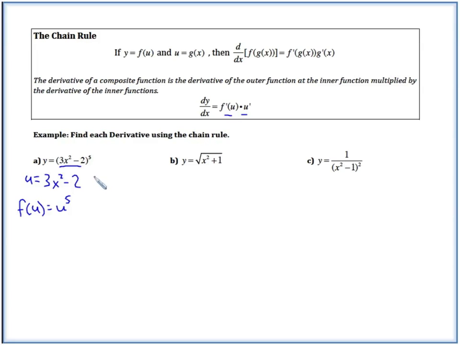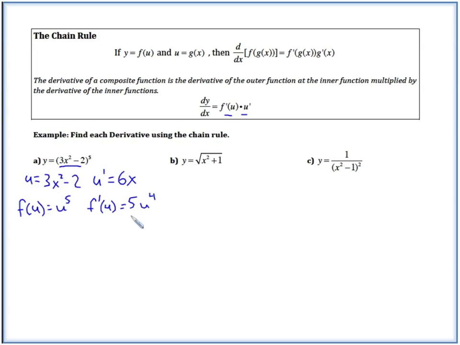So now you need to find the derivative of u, and we can just use the power rule here. So 2 times 3 is 6, and then this will be x to the 1st, or 6x. Now the derivative of our f function, we can use the power rule again. So this is going to be 5u to the 4th.